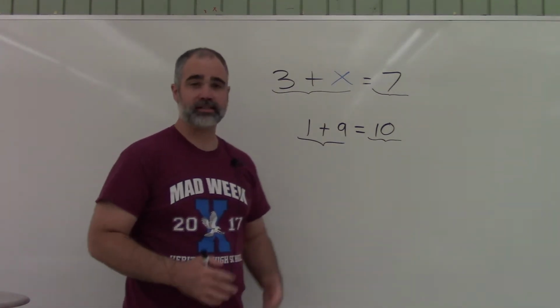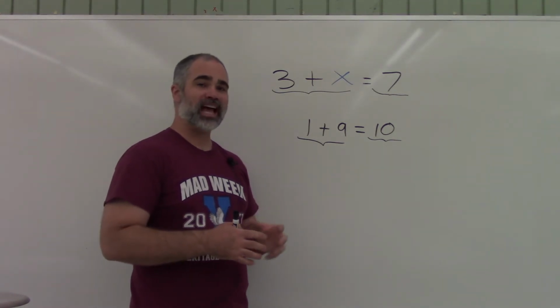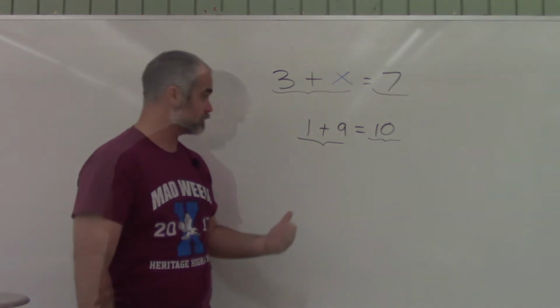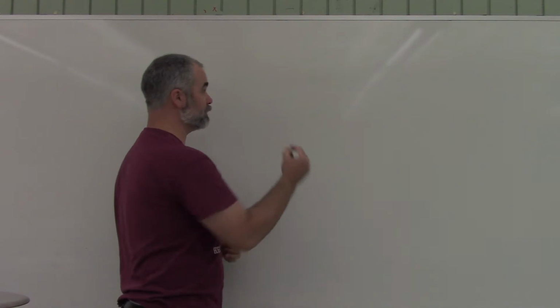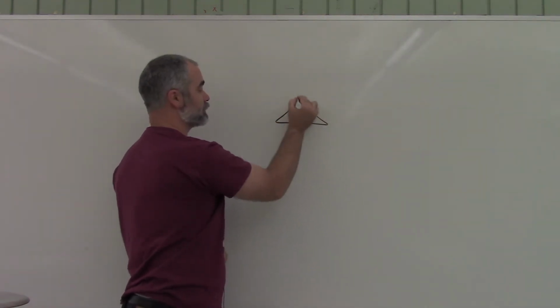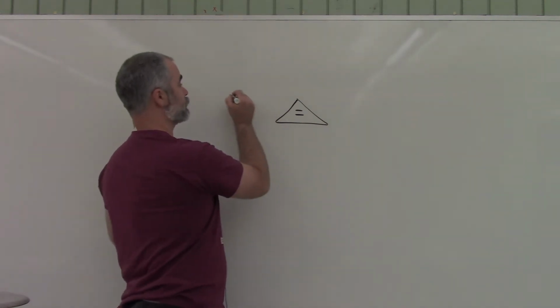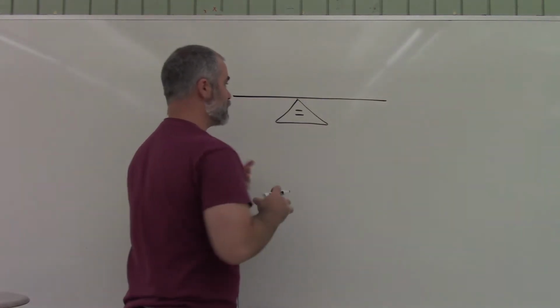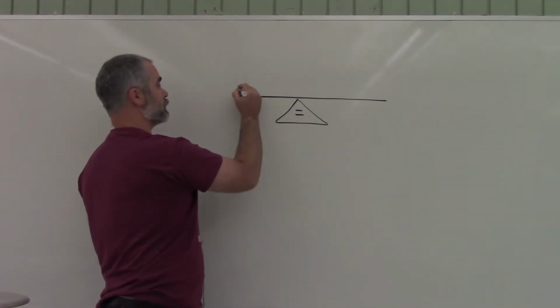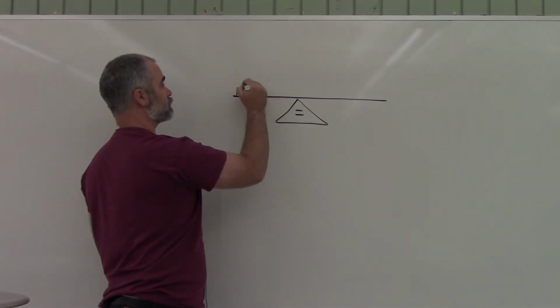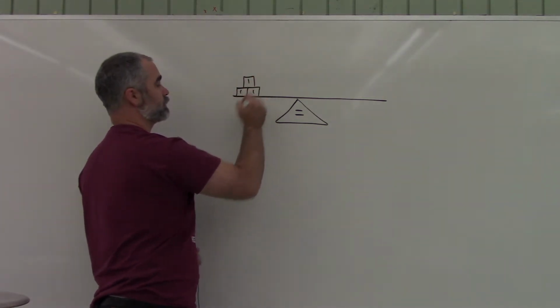Sometimes when I'm teaching classes, I will talk about this as being a balance beam. So let's draw this differently. Let's think about the equal sign. Instead of it being the answer, let's think about it as a balance beam. So I'm actually going to draw a balance beam here. I've got that equation, and I've got 3 things over here. Maybe I've got 3 little guys right here, 3 boxes.